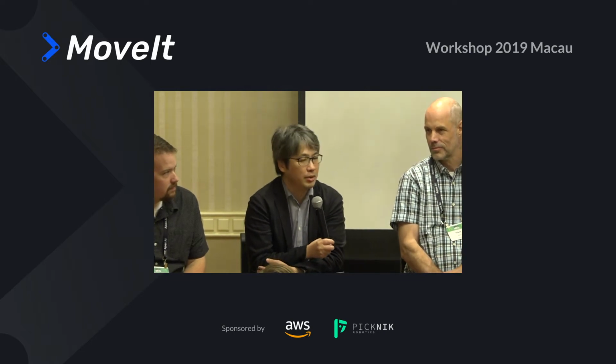What was the question? Basically, how do we make MoveIt ideal for these different user groups? I think that's a very difficult question because everyone has different needs. It's a common question: how can we keep both stability and flexibility?